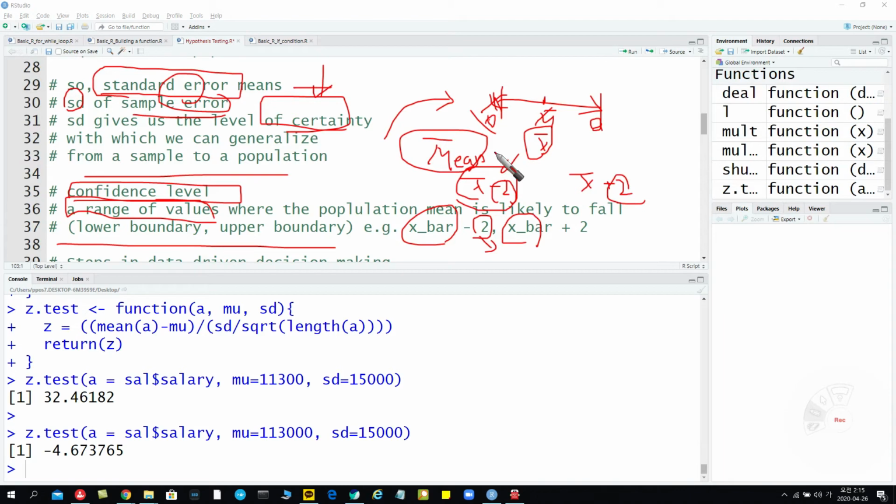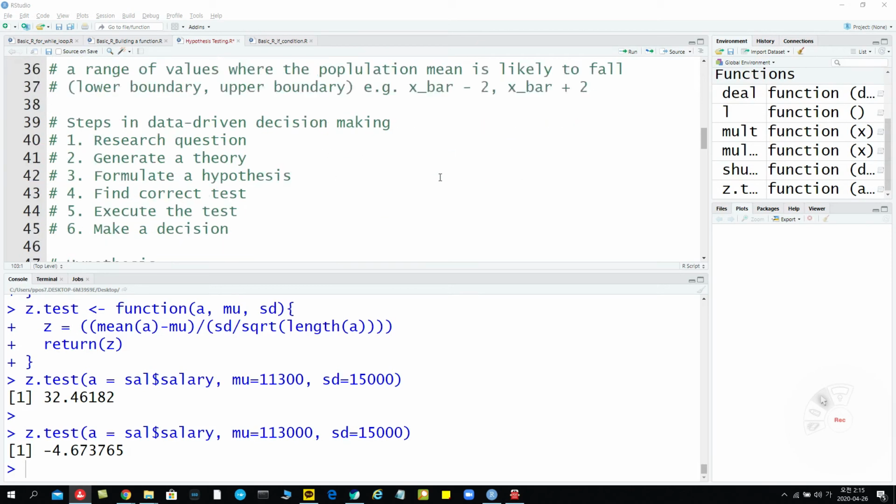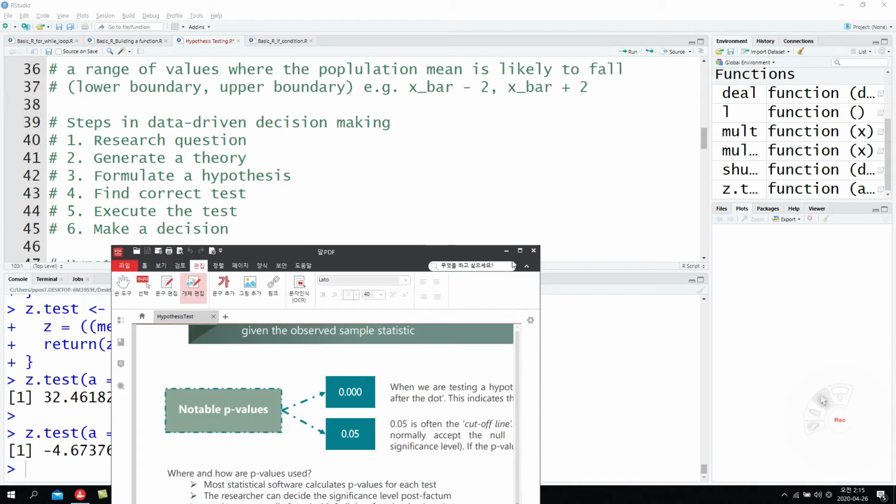This is a range. I think that you are familiar with this one, right? Before, okay, I will show you this one. Okay.